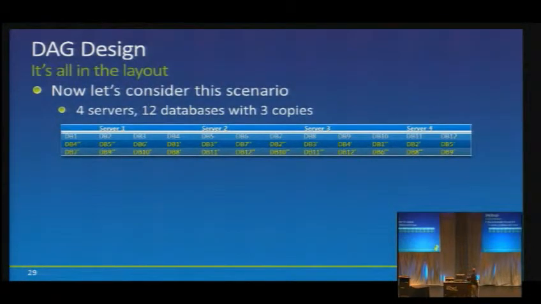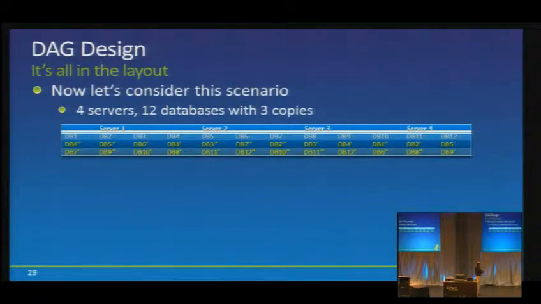So how could things be better? Well, let's simplify it. Let's just say we've got 4 servers, 12 databases this time, but we're using 3 copies of each database. Okay, again, the number of servers that we're using is a multiple of our database count. So how does that look? Again, very similar. We've got our active copies in white.